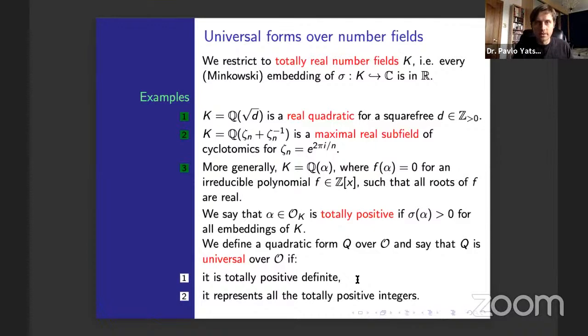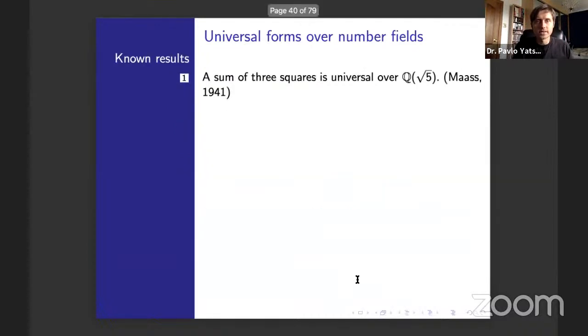So now let us maybe tell what is known for these cases. One of the results, which uses a local-global principle, says that the sum of 3 squares is universal over Q adjoined square root of 5. This is the result of Maass. What Maass did was show that 3 squares has class number 1, and then it is known that 3 squares are locally universal over Q(square root of 5). So a local-global principle is used here. That's a result of 1941.